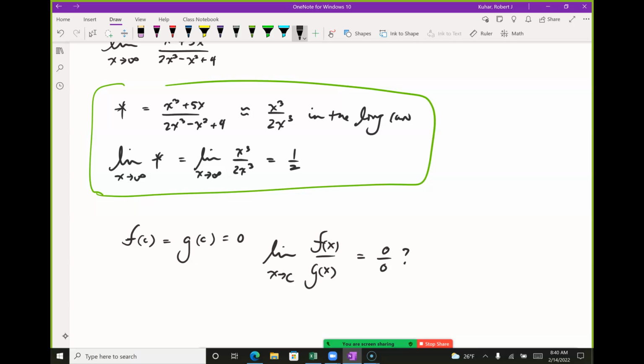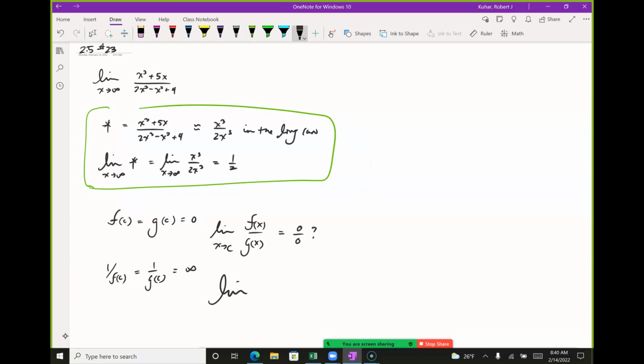So I could look at 1 over f of c equals 1 over g of c equals infinity, right? If you think about it, if I do a reciprocal of 0, I get infinity, positive or negative, it doesn't matter. So I can see that the limit as x goes to c of f of x over g of x equals the limit as x goes to c of 1 over g of x. Notice I also flipped the location, and here I get infinity over infinity.